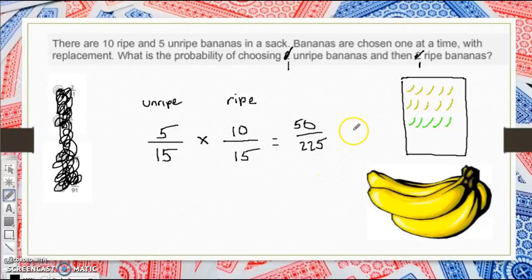All right. When I simplify this fraction, all I have to do is put it in my calculator. I put in 50 divided by 225, and then I hit second fraction to decimal. And it did all the hard work for me. So I get 2 over 9. So I have a 2 out of 9 chance of drawing an unripe banana, putting it back, and then drawing a ripe banana. And that is how you do a problem with replacement.